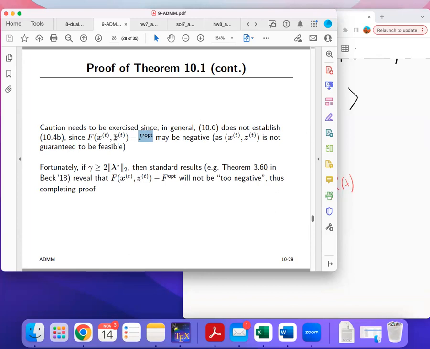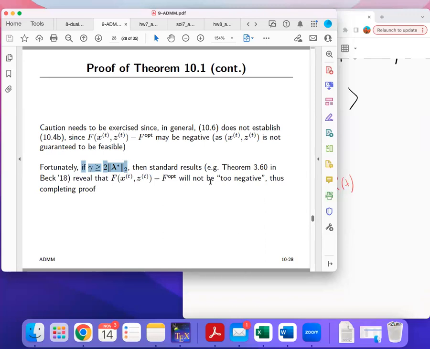So this part of the proof is skipped. But the general idea is that it may be negative. But fortunately, once we have this condition, this condition assumes that the optimal multiplier lambda has an upper bound. So under this mild technical condition, one can argue that this gap will not be too negative. So it may be negative, but still it can be controlled in a way. It will not be too negative.